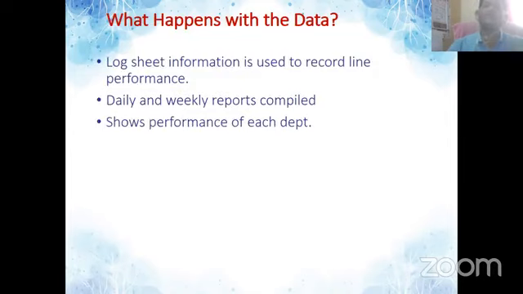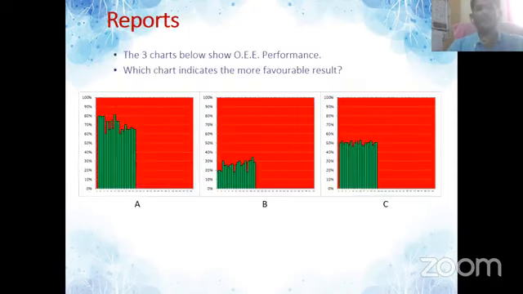So this log sheet provides the record of line performance. Daily and weekly reports are compiled and show the performance of each department. In this way, it can be visualized from the graphs. This kind of report is generated for the OE.